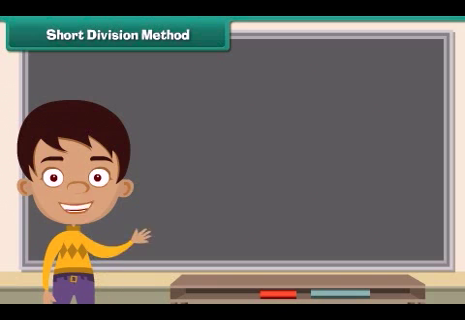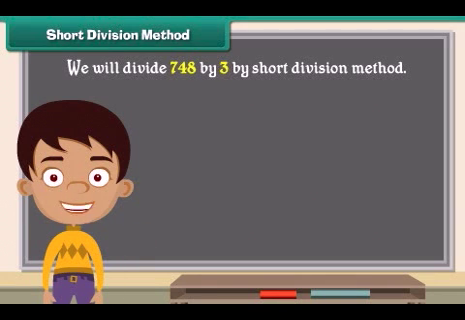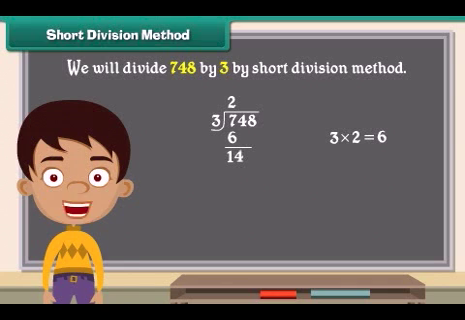Short division method. Now we will divide 748 by 3 by the short division method. Divide the first number in the dividend. 3 twos are 6, and 7 minus 6 is 1. Write 2 above and 1 near 4 to make it 14. Then divide 14 by 3. 3 fours are 12. 14 minus 12 is 2.